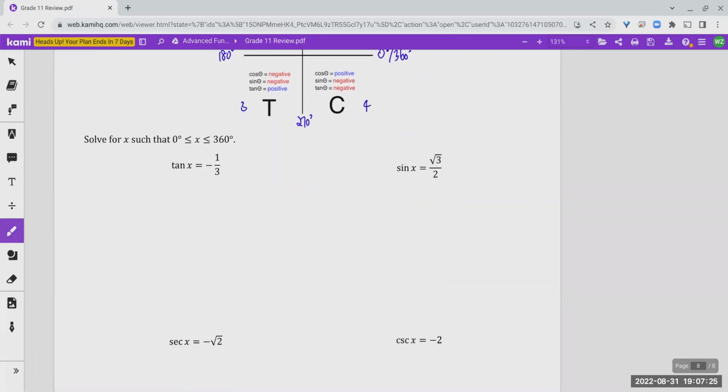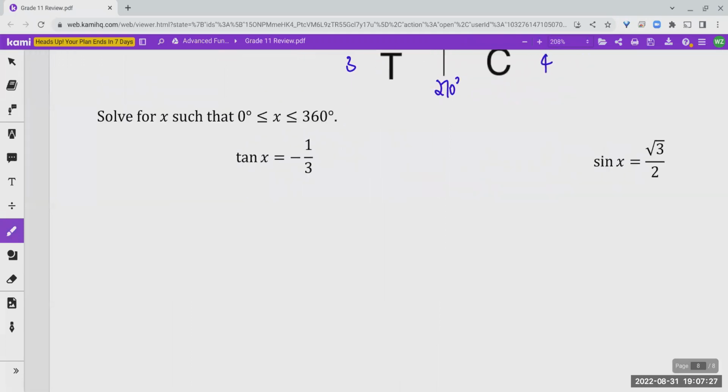So solve for x such that x is between 0 and 360. So tan of x is negative 1/3. You don't just whip out your calculator and do inverse tan of negative 1/3. You will get the wrong answer. You'll get a negative number, and that is not between 0 and 360, right? So you have to use the CAST rule. How do you do that?